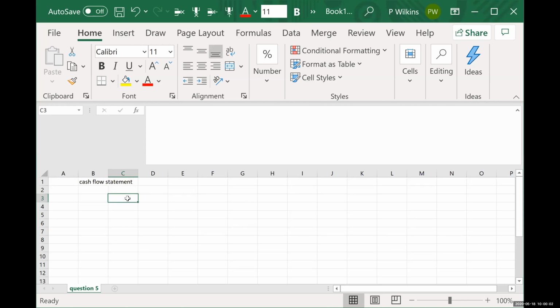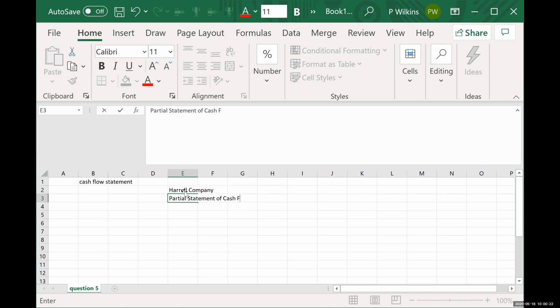So determine the cash flows from operating activities using the indirect method. We always start with net income, right? Net income comes first. Well, the title of the company would be at the top, Carl Company, and this would be a partial statement of cash flows, and this would be for the date. They don't have a date, so we're going to assume, since it says year end, that it's December 31, 2020.